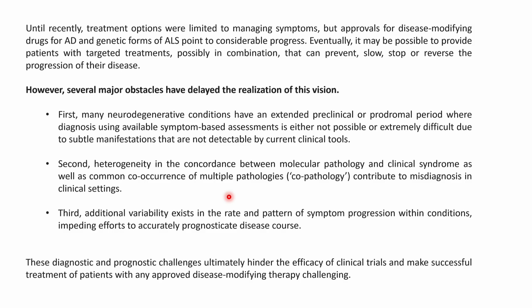First, many neurodegenerative conditions have extended preclinical and prodromal periods where diagnosis using available symptom-based assessment is either not possible or extremely difficult due to the subtle manifestation. Second, the heterogeneity because of the co-pathology and multiple other diseases along with the neurodegeneration. So, what could be the easiest and most reliable way to find a biomarker?